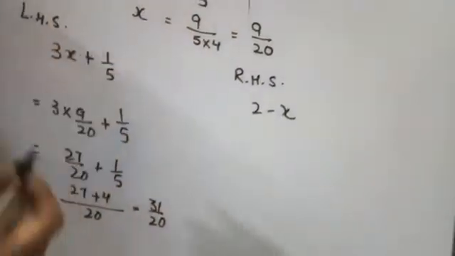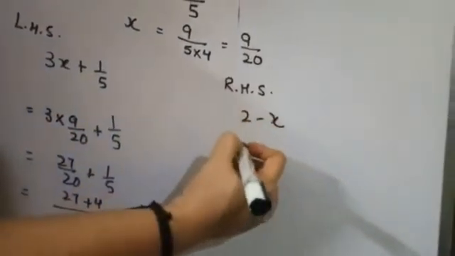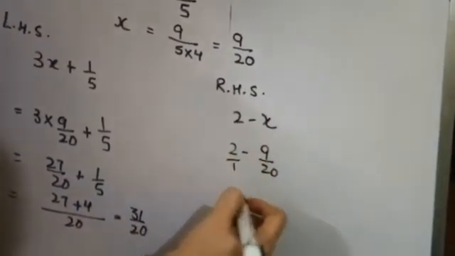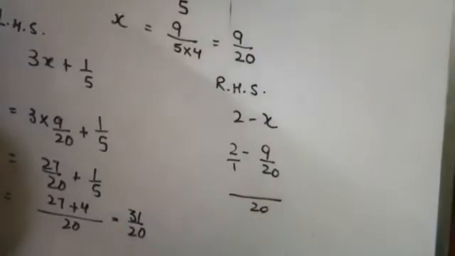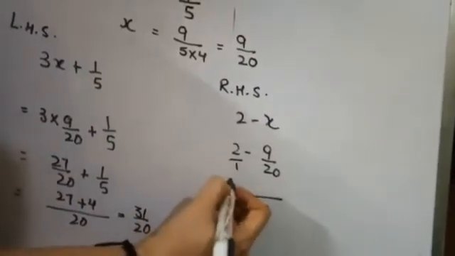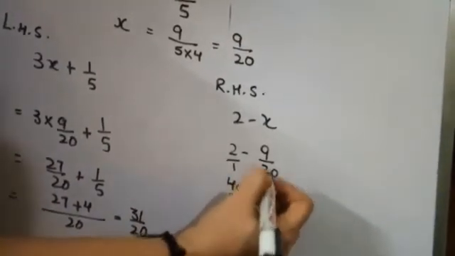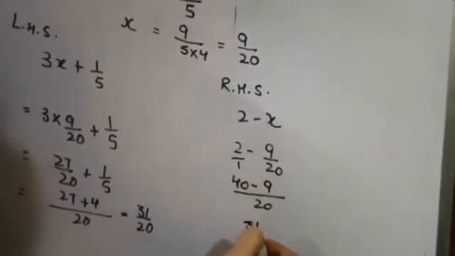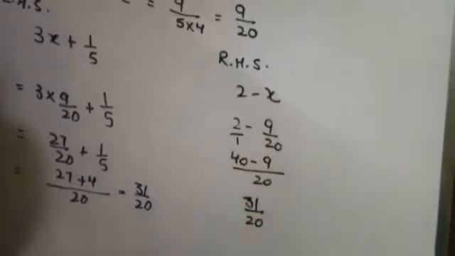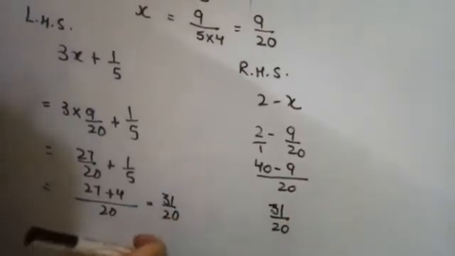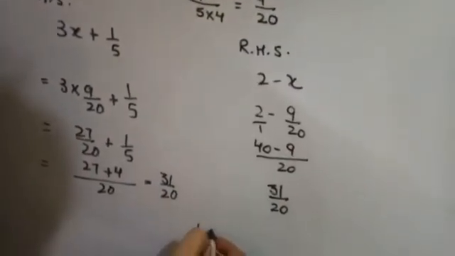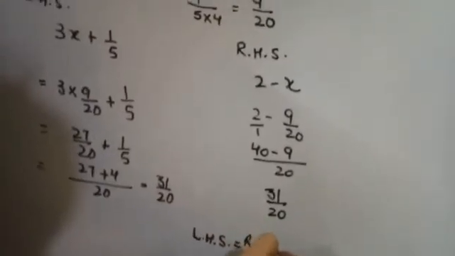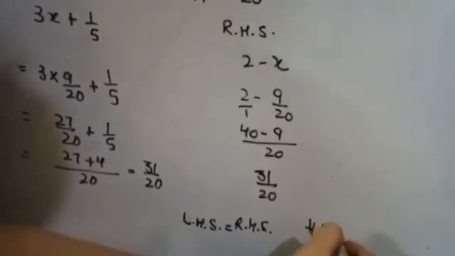Now we have to simplify RHS, 2 minus 9 by 20. Again we have to take the LCM. LCM of 20 and 1 is 20. 20 divided by 1, multiplied by 2, 40. 20 divided by 20, multiplied by 9. So 40 minus 9, 31 by 20. Look, both LHS and RHS are equal, and this is how we have verified the given equation. Hence verified.